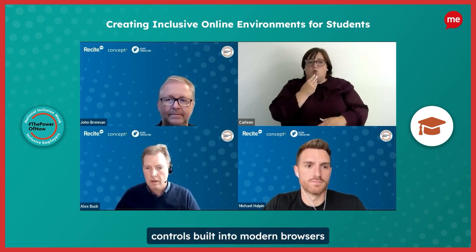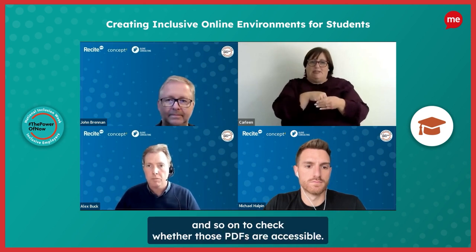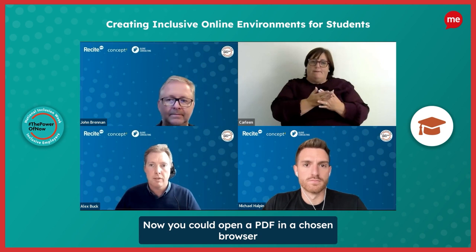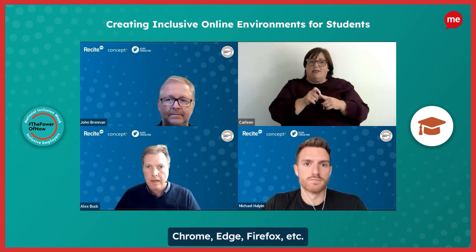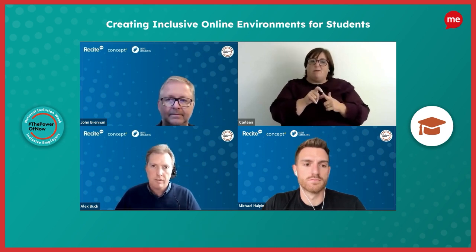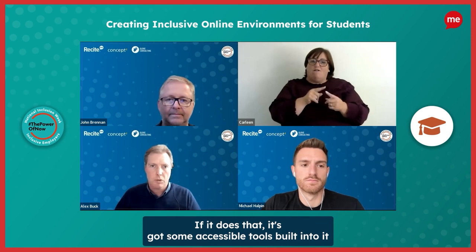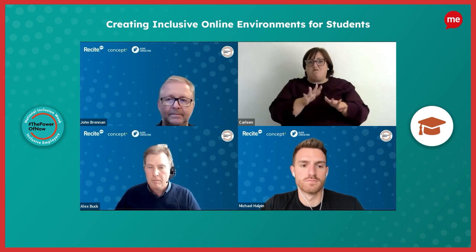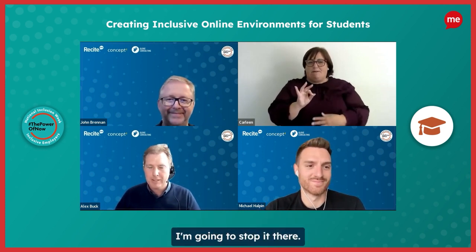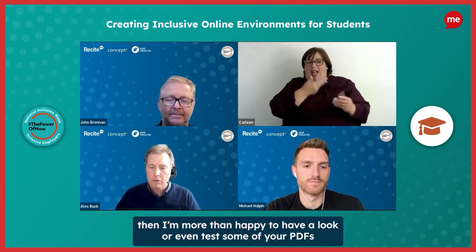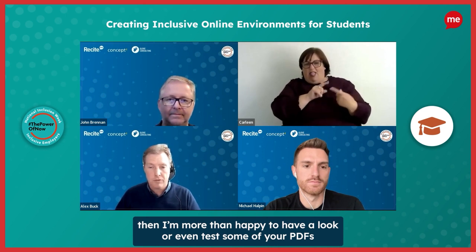but it would be really easy to use controls that are built into modern browsers and so on to check whether those PDFs are accessible. So screen reading technology is built into most modern day browsers, if not all now. You could open up that PDF in a chosen browser, Chrome, Edge, Firefox, etc., and ask the browser to read out the PDF. If it does, then it's got some accessible tools built into it and is more accessible than something that will not read. I could probably go on and on, but I'm going to stop it there. If that's something that needs to be taken to an email conversation offline, then I'm more than happy to have a look or even test some of your PDFs for you.